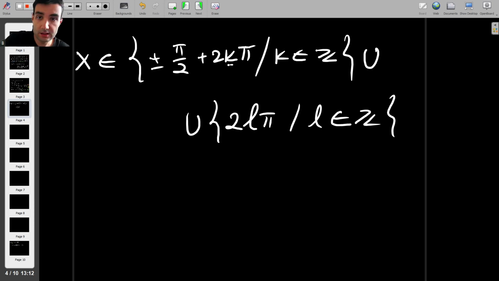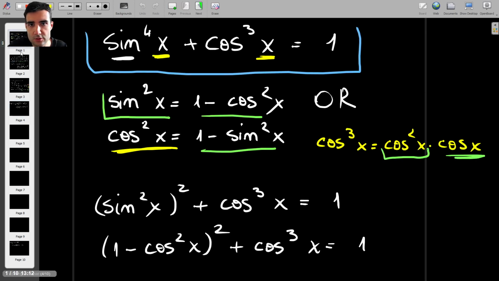And that's it. So as long as x has either of those forms, then it is a solution to this original equation. And that's the end of the question.